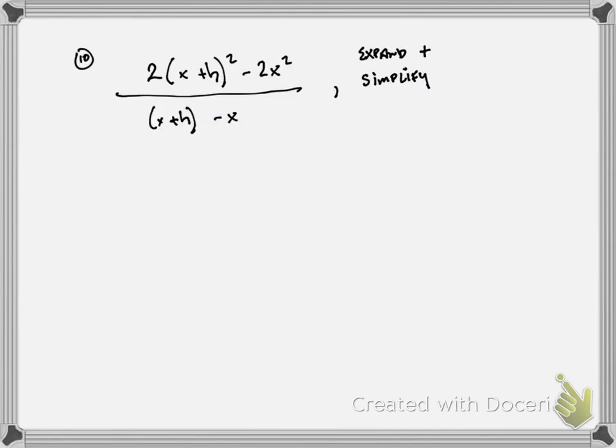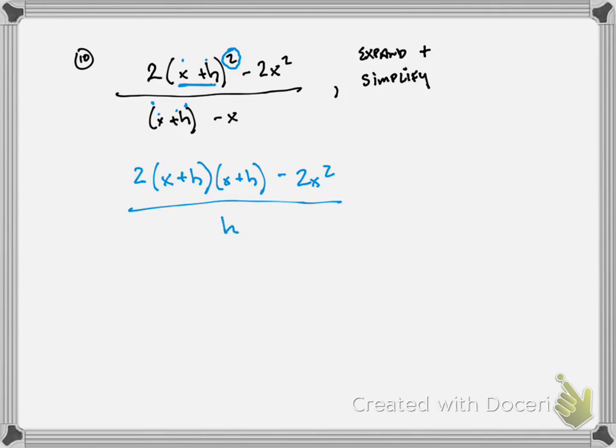Next example. We want to expand and simplify, and let's talk about order of operations first. I need to square this binomial, the two terms x plus h, so I'm going to do that first. So 2 times the quantity x plus h times the quantity x plus h minus 2x squared over. Now x plus h, these parentheses really are not doing anything for us. So what we have is x plus h minus x, which reduces to h in our denominator. Plenty of work to do in the numerator still.